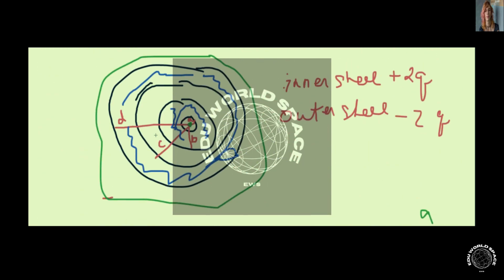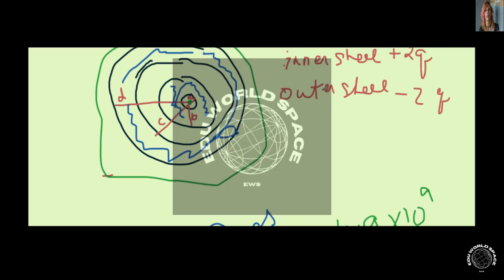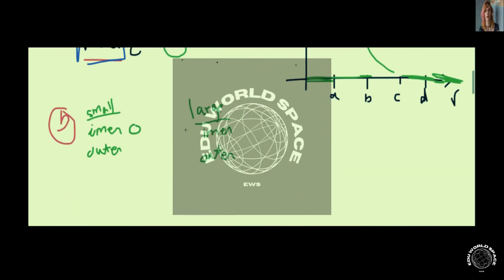What about the outer surface? Go right here. Well, what is our charge enclosed here? Plus 2Q. It's everything. Everything is in there. We have an electric field due to a plus 2Q charge. There it is. Plus 2Q.